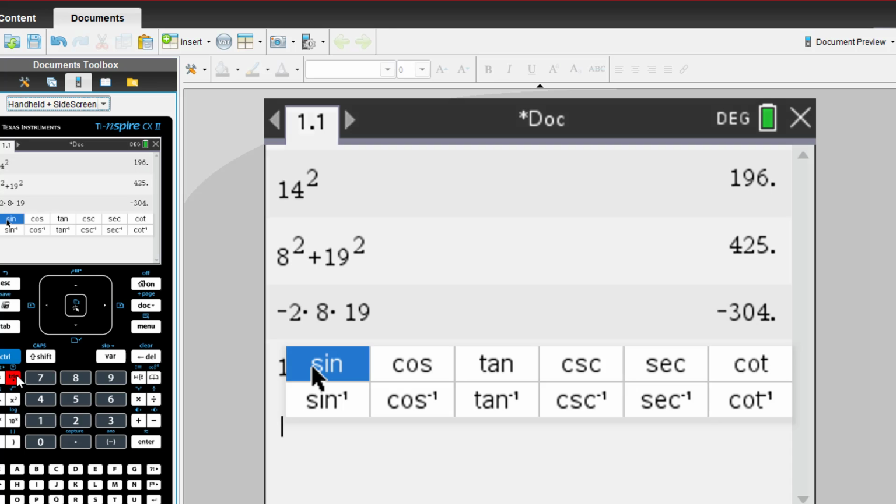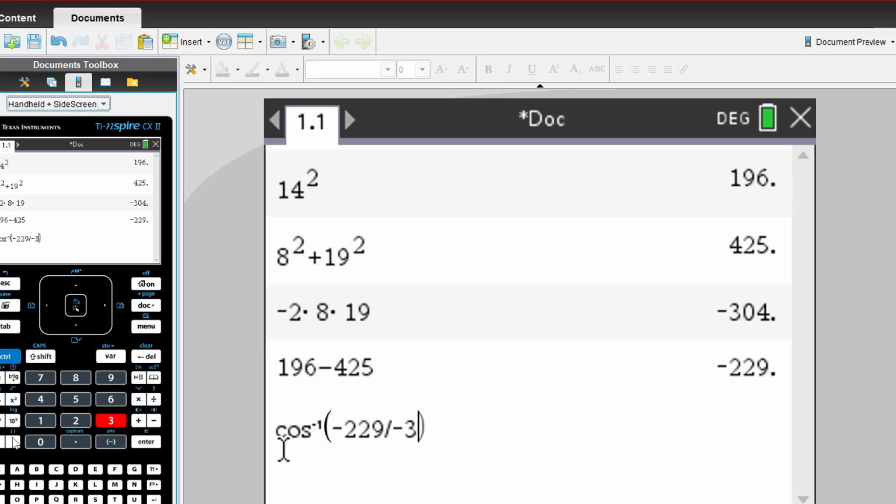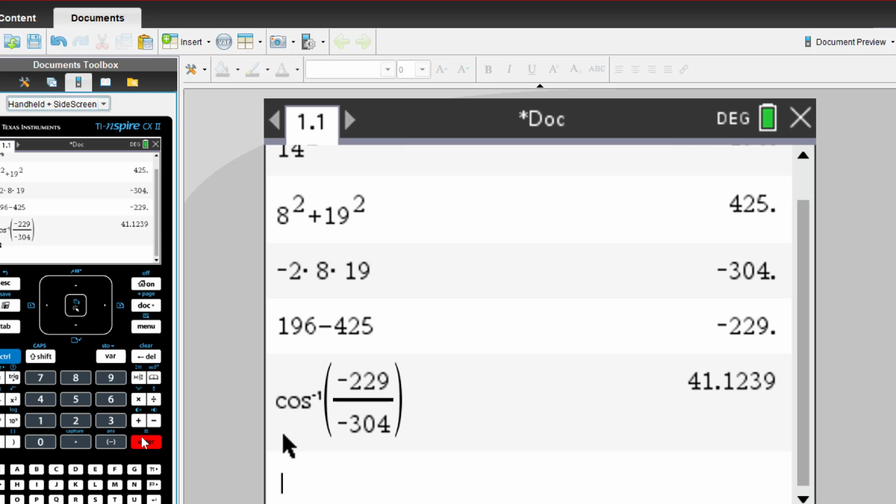So I go to my trig button, that's just to the left of the 7. Cosine inverse is right over here, and we are punching in negative 229 divided by negative 304, all still in the parentheses, then we can close it out, and we get 41.1, and that is an angle measurement.